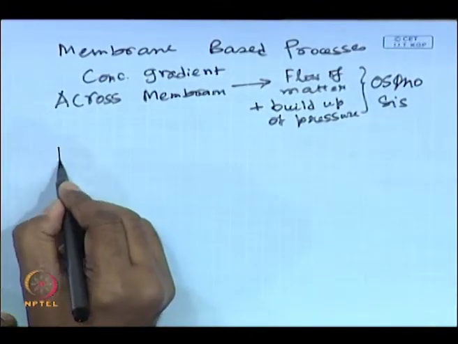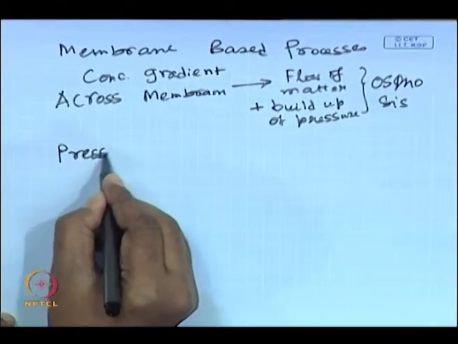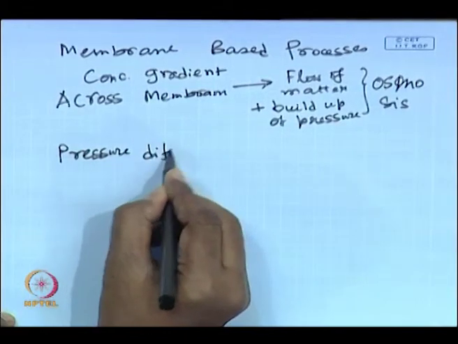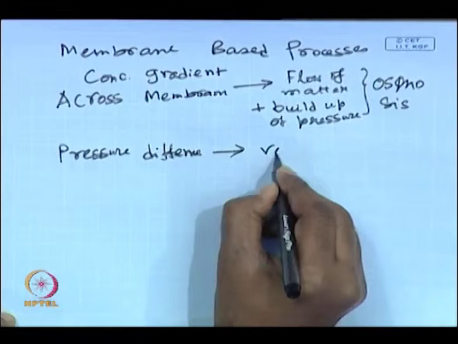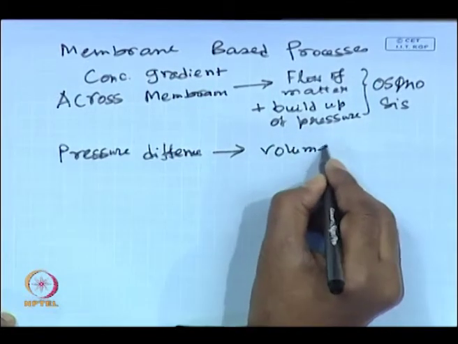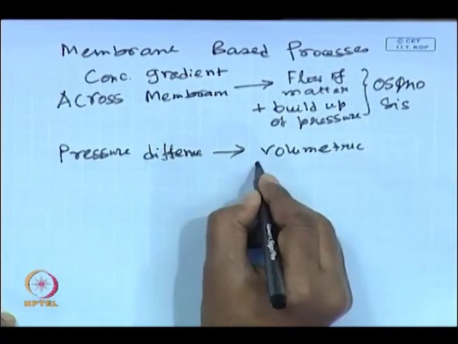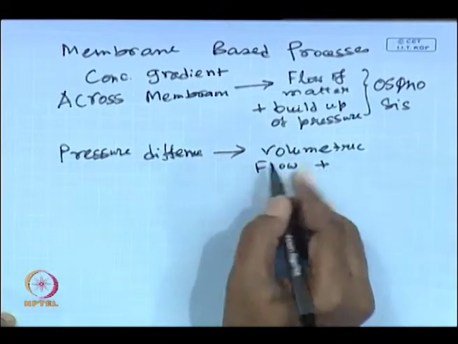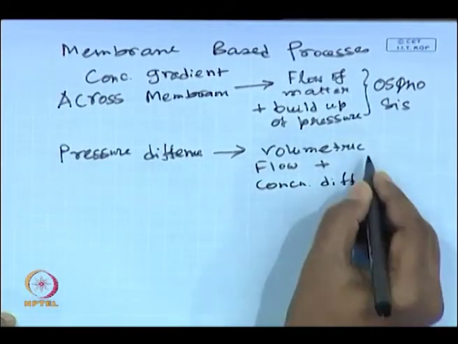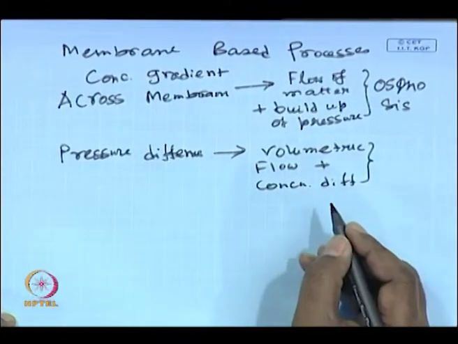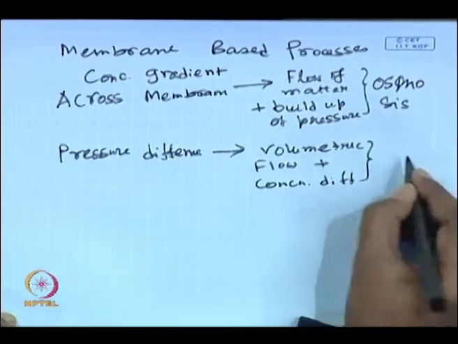A pressure difference leads to volumetric flow plus concentration difference. This is a case of reverse osmosis that we have already discussed.